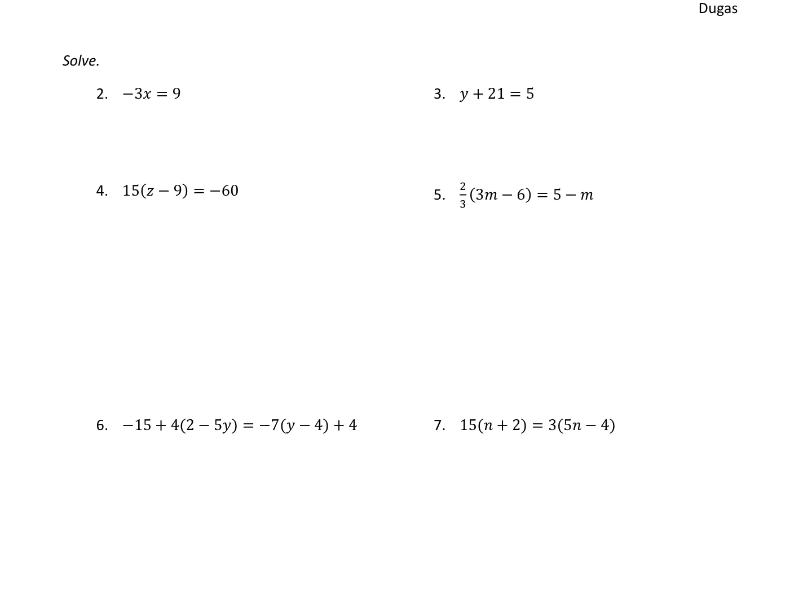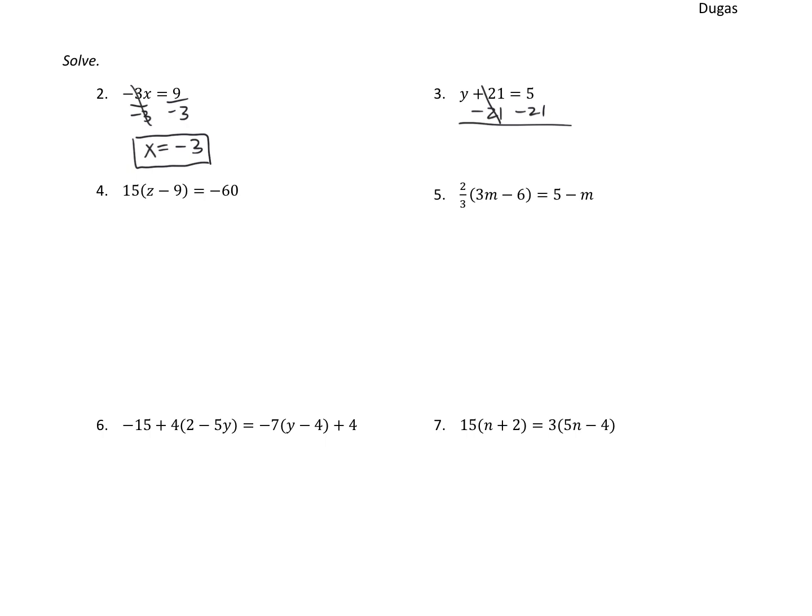So in this one, we have negative 3x equals 9. The left-hand side is multiplication. It's negative 3 times x. To undo multiplication, you use division. So x equals negative 3. Number 3, we have y plus 21 equals 5. We have addition, what we want to undo, so we will undo that by subtracting 21 from both sides.